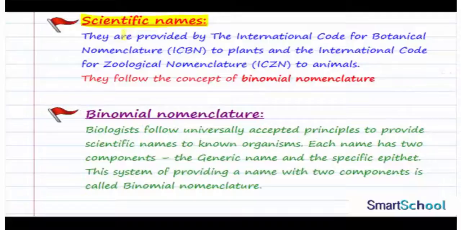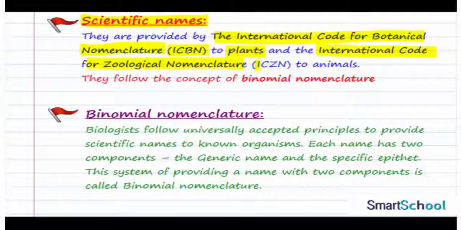Now the scientific names. They are provided by the International Code for Botanical Nomenclature, that is ICBN, to the plants, and the International Code for Zoological Nomenclature, that is ICZN, to animals. And they follow the concept of binomial nomenclature. So there's something called the scientific name of an organism, and it is provided by ICBN to plants, botanical referring to plants, and ICZN to animals, zoological referring to animals. And the scientific names strictly follow the concept of binomial nomenclature, about which we'll study now.